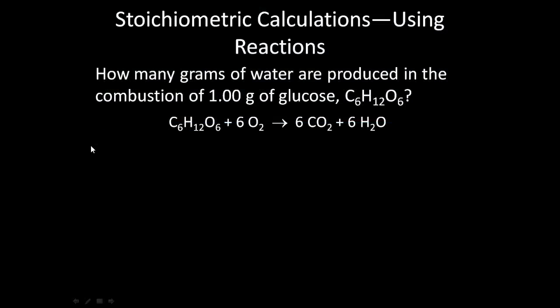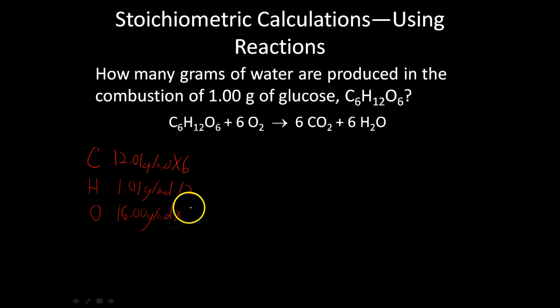So going back to the periodic table, we're going to calculate the molar mass for both glucose and water. Looking at glucose here, a carbon has a molar mass of about 12.01 grams per mole, and there are 6 of them, so times 6. Hydrogen has a molar mass of 1.01 grams per mole, and there are 12 of these, and then oxygen has a molar mass of 16.00 grams per mole.